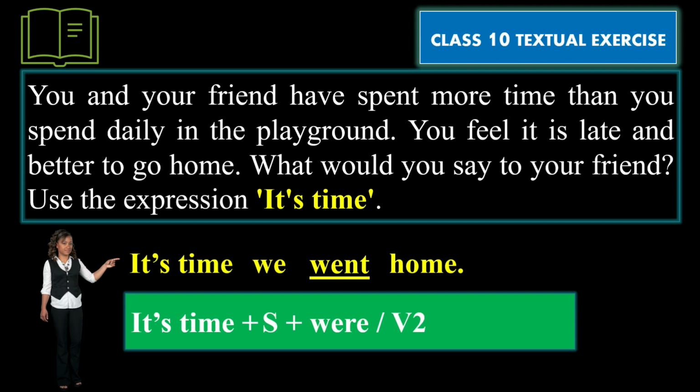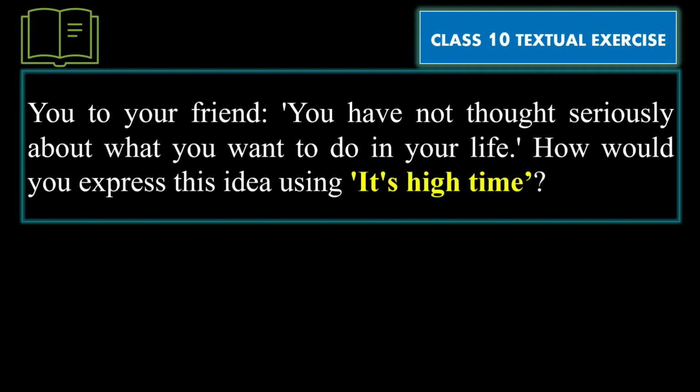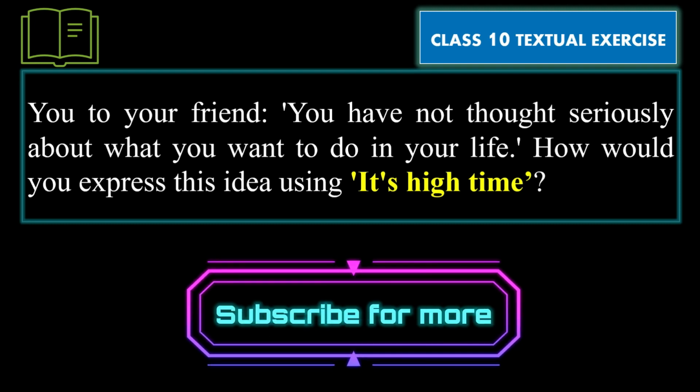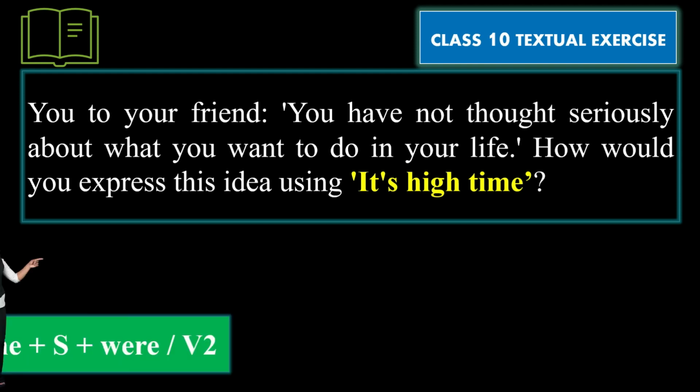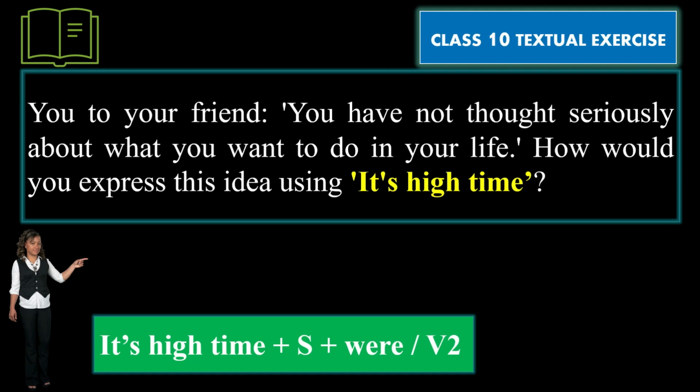Okay, now let's look at the third one. You to your friend. You have not thought seriously about what you want to do in your life. How would you express this idea using it's high time? Look at the structure. It's high time plus subject plus past tense verb. Okay, how do we write this? It's high time. Now, what is the subject here? You cannot say we here because you are talking to your friend. So you have to say it's high time you.